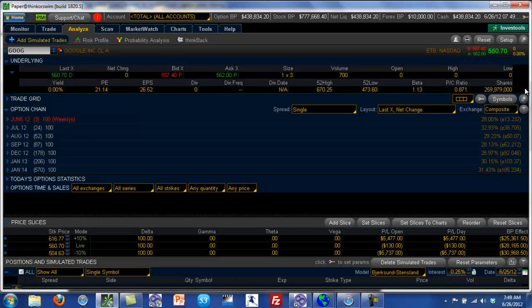And this is the number of shares that are outstanding on Google. We can see that it has about 260 million shares outstanding. So that's as far as the stock quotes are concerned. Then what we have here is the option quote.